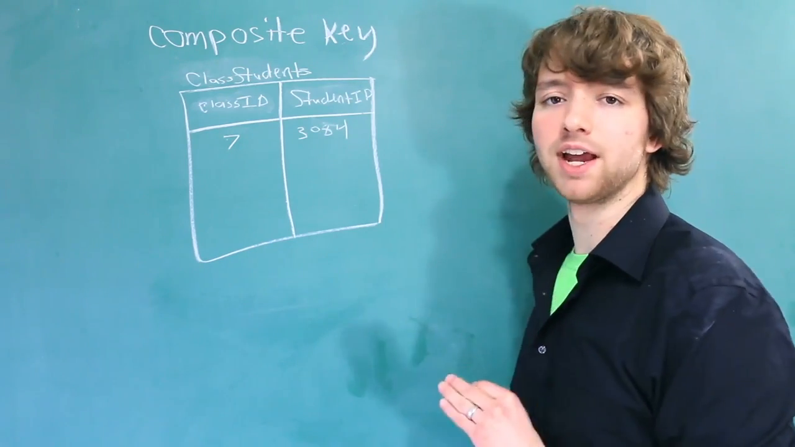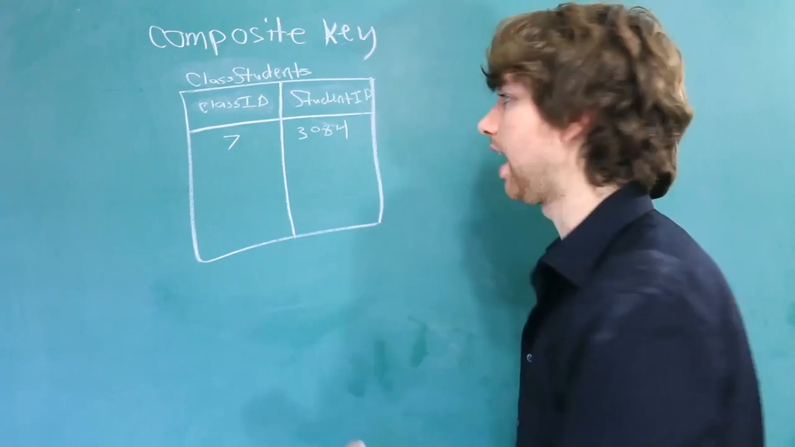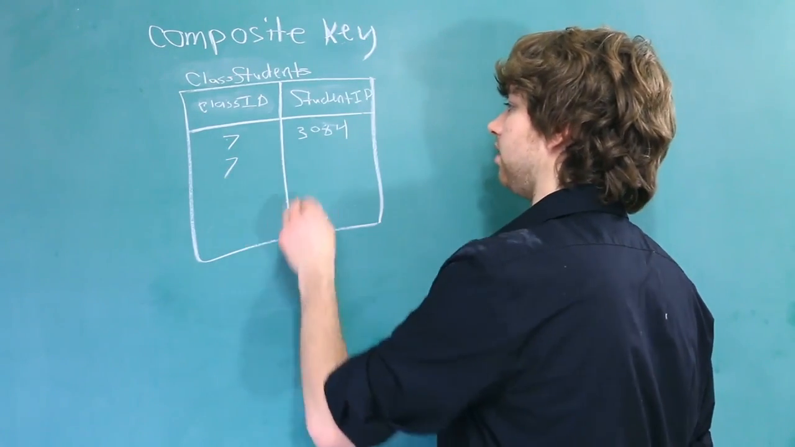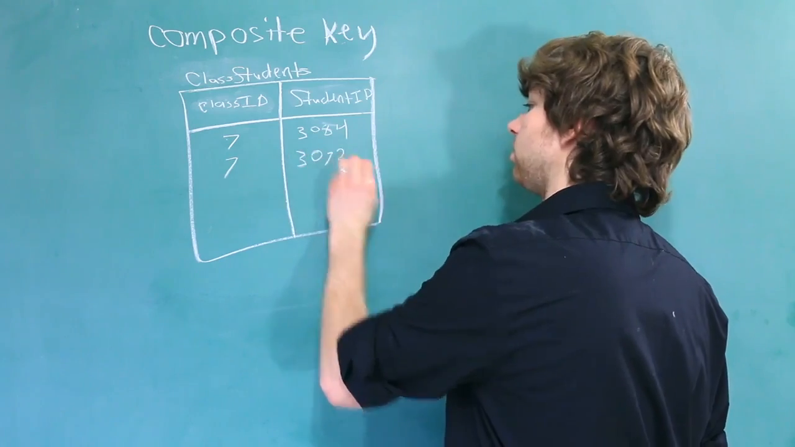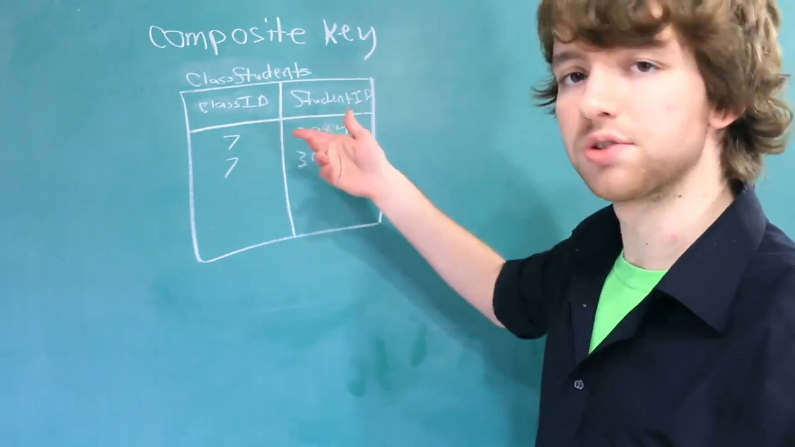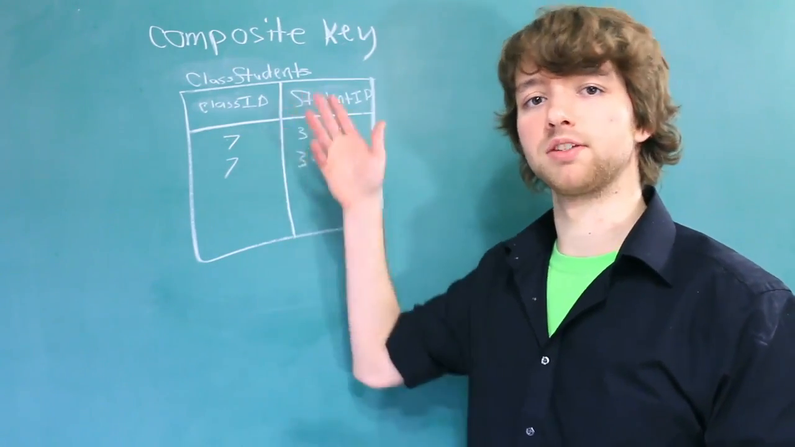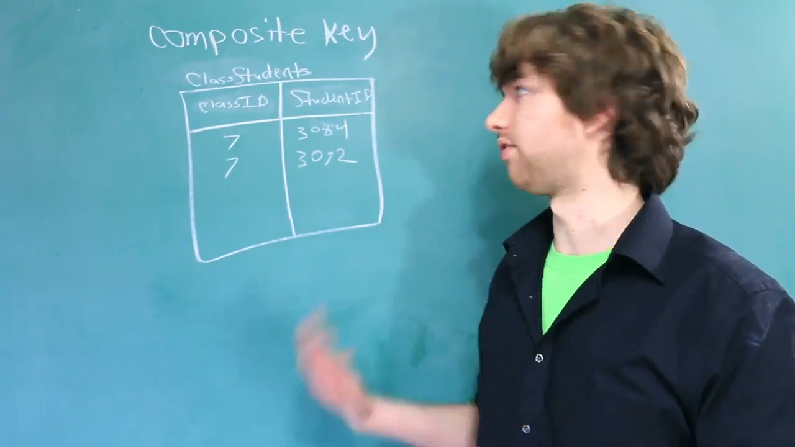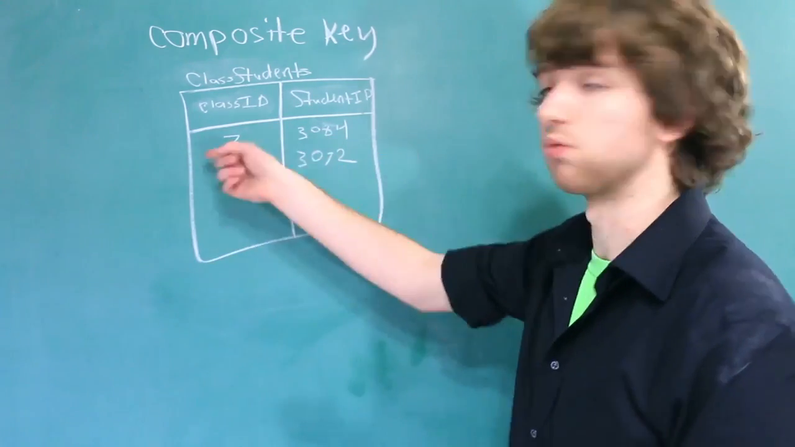Well, as we have it now, no, we couldn't. That's because multiple students can take a class. So we could have 7 and then 3072. Now the class ID is repeating. So we couldn't use the class ID to uniquely identify each row. That's because there's repeating values. So if I said, grab the one with the ID of 7, you wouldn't know which row to grab.